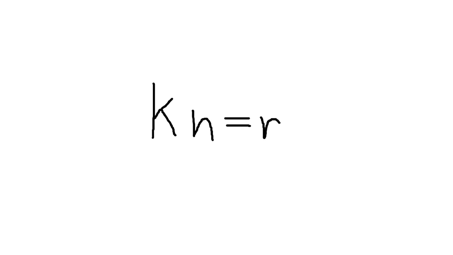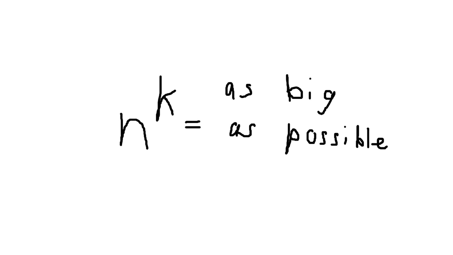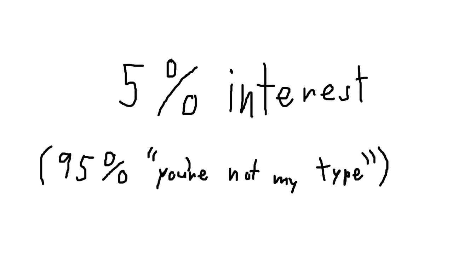E is the only number n such that the sum of k n's is a fixed r, and the product of k n's is a maximum given this fixed r. Okay, maybe that was a lot to think about. This is what it means. Imagine a bank gives you 5% interest every year, which never happens anymore, but go with it.